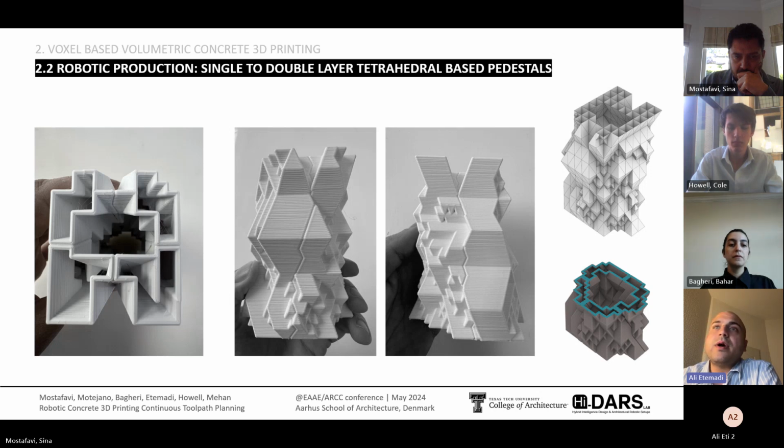For applications requiring greater structural stability, we employ a double layered fortified continuous toolpath. This method also uses the same voxel grid, but results in a more robust and heavier structure. The additional layer provides enhanced durability, making it suitable for functional pieces that need to withstand higher loads and environmental stresses.